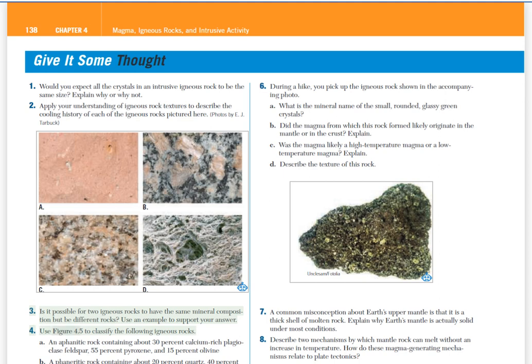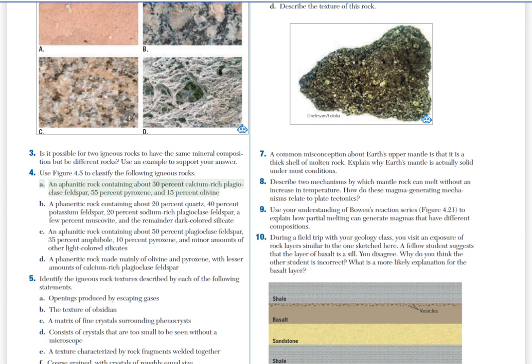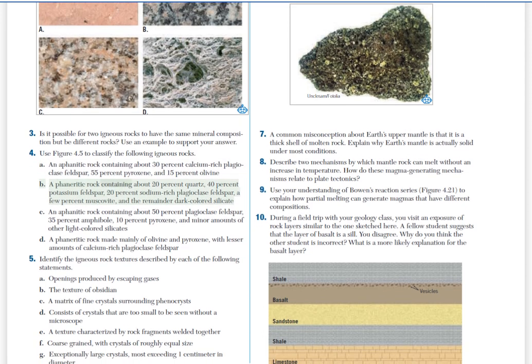4. Use figure 4.5 to classify the following igneous rocks. A. An aphanitic rock containing about 30% calcium-rich plagioclase feldspar, 55% pyroxene, and 15% olivine. B. A phaneritic rock containing about 20% quartz, 40% potassium feldspar, 20% sodium-rich plagioclase feldspar, a few percent muscovite, and the remainder dark-colored silicate.